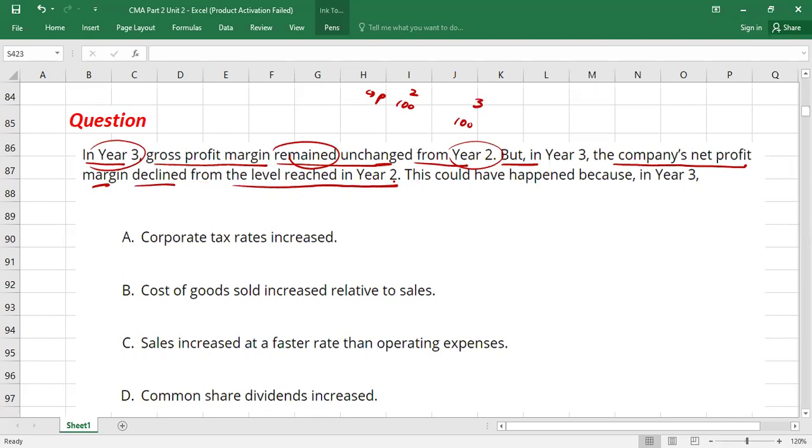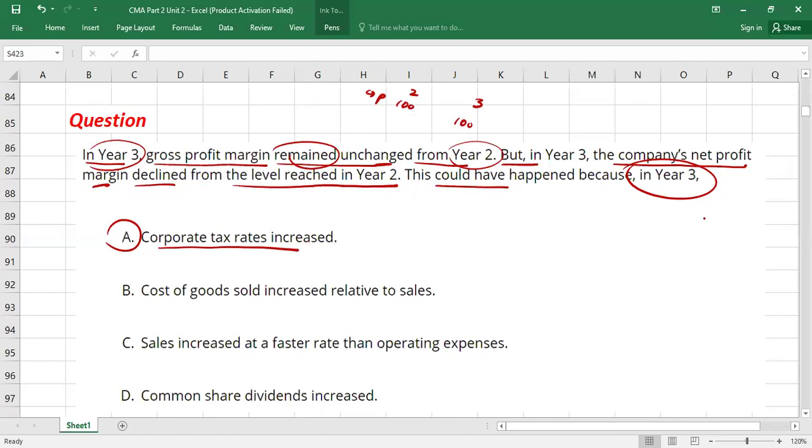So what they're trying to tell you here is that GP is constant in 2 years, but net profit has decreased in year 3. Okay, so why has it decreased? Now you have to think about that. Why could this have happened? Why has net profit decreased? So this could have happened because, in year 3, option number 1, corporate tax rates increased. Yes, actually this is a very correct statement.